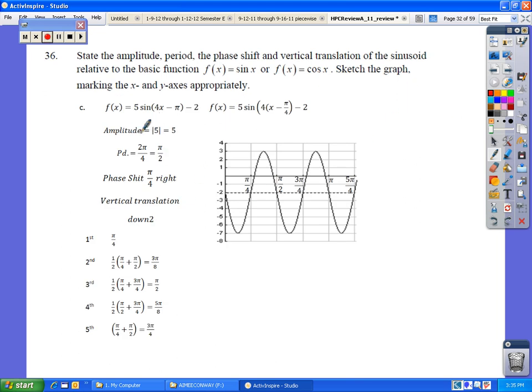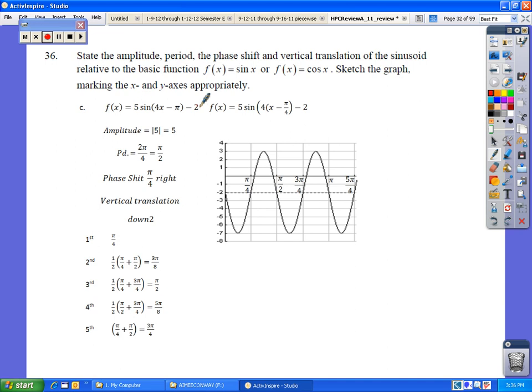And finally, 36c. Again, we're going to state the amplitude, period, phase shift, and vertical translation of the sinusoid relative to the basic function f of x equals sine x or f of x equals cos x. Sketch the graph marking the x and y axes appropriately. Again, marking the x and y axes appropriately simply means making sure that you label this by the correct increments. Okay, we're going to talk about how we do that.